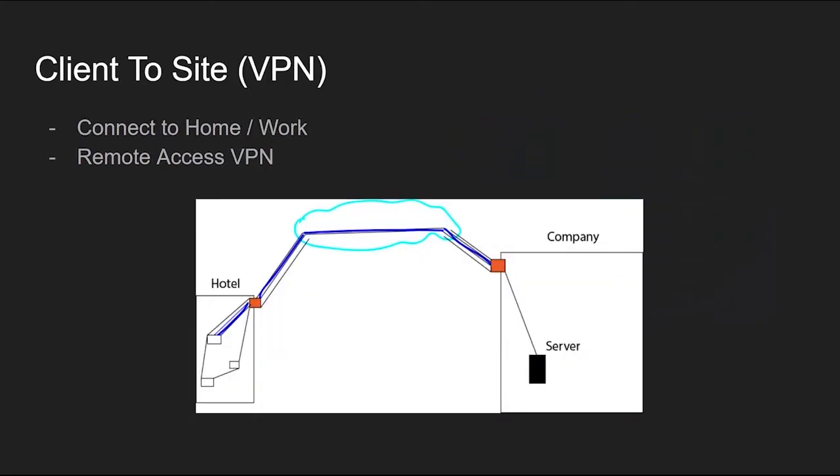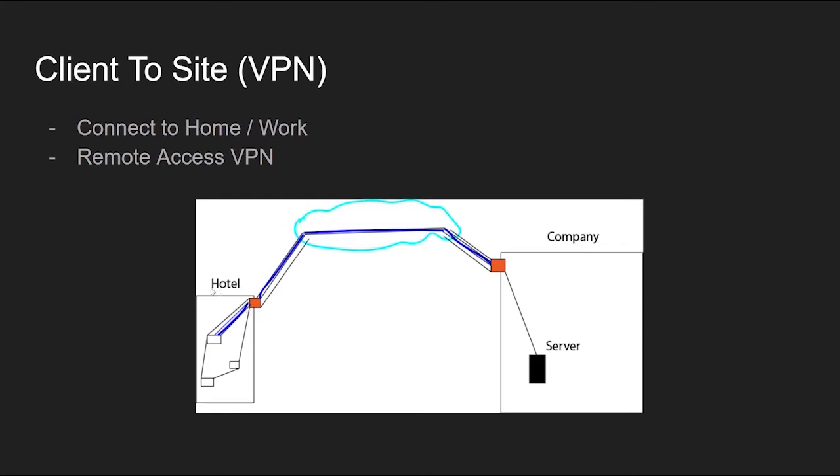So let's look at the two ways that we have VPN. The first one is client to site. So client to site is where we as a user connect either to our home network or our workspace. It can also be to our club if we are a member at some club that has a private network, but basically we connect as a user to another network, and we are doing that remotely. So remote access VPN.